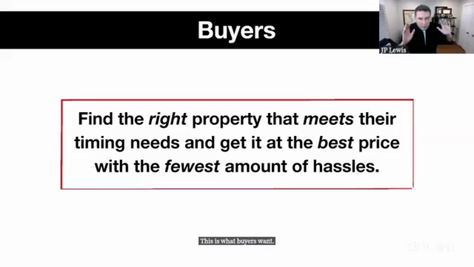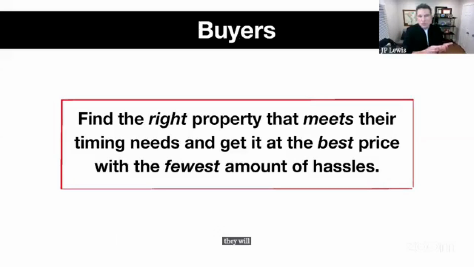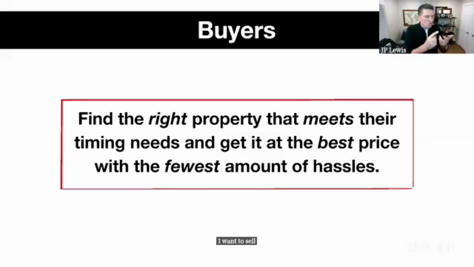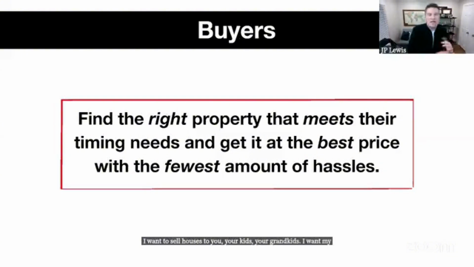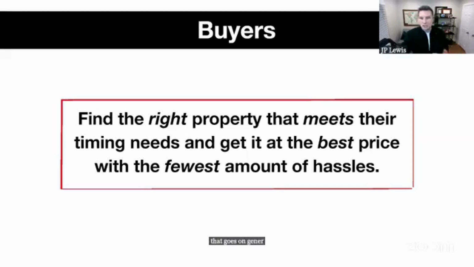If we just remember that's what they want and we become the ambassador for them to get what they want, they will refer you to their friends and family. This is what we call becoming their realtor or their agent for life. I want to sell houses to you, your kids, your grandkids. I want my kids to sell your kid's house. This can be a business that goes on for generations if you stay in relationship.